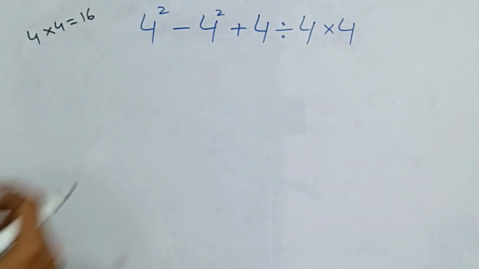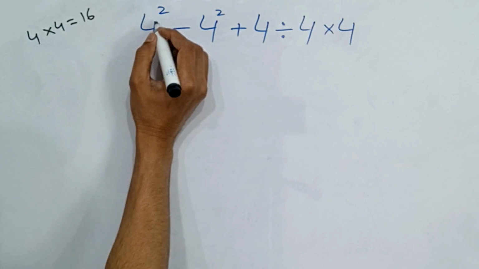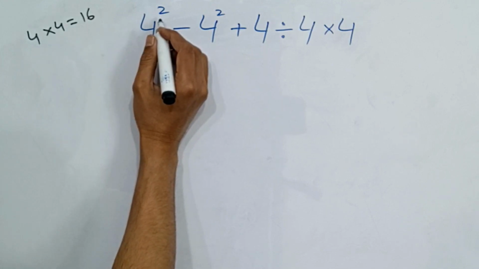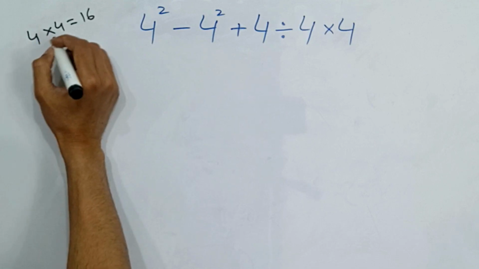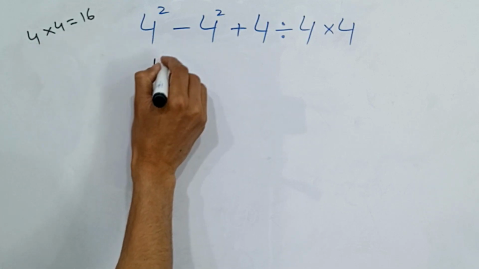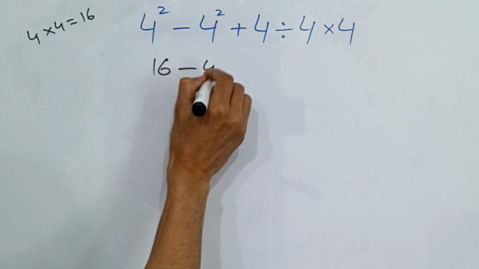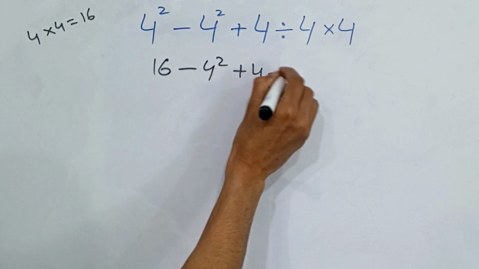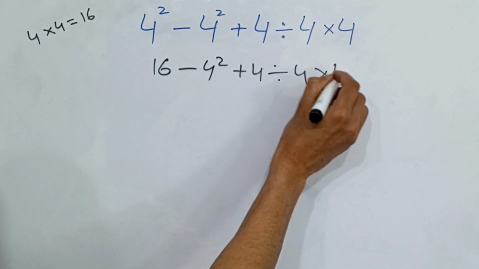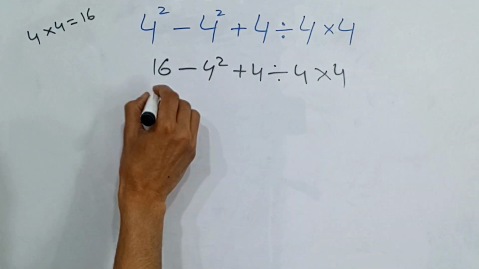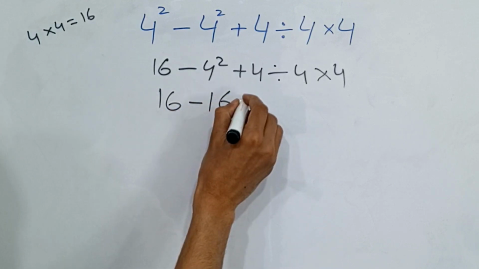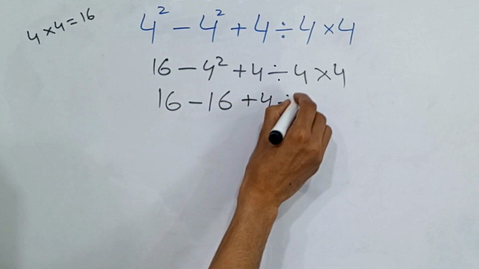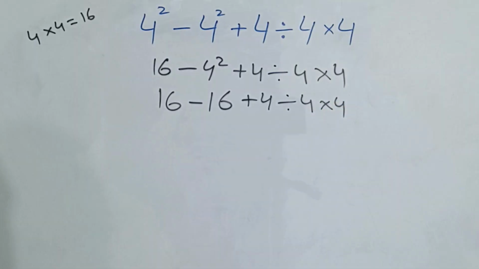Right? Now let's solve this again. Exponent first, right? 4 squared means 4 times 4 equals 16. So 16 minus 4 squared plus 4 divided by 4 times 4, right? Now 16 minus 4 squared means 16 minus 16 plus 4 divided by 4 times 4.